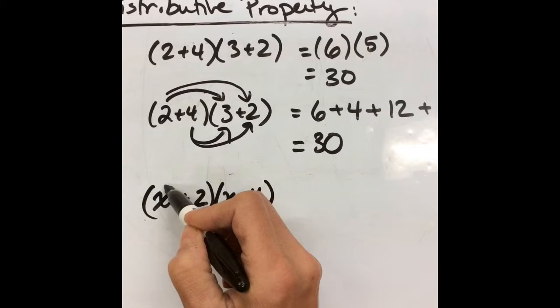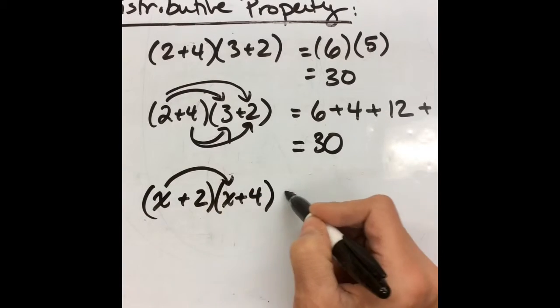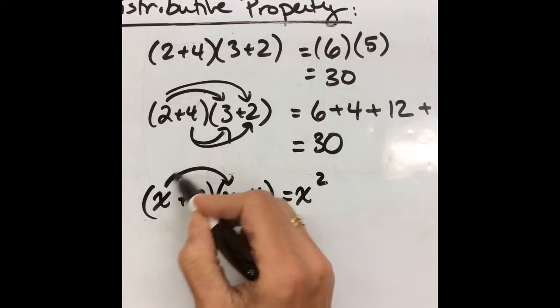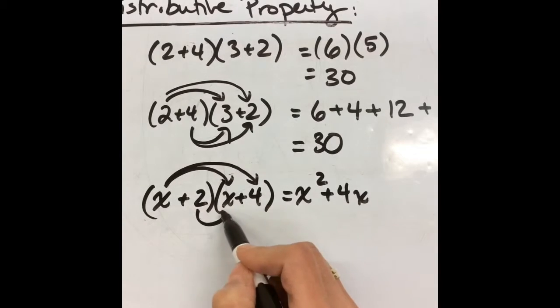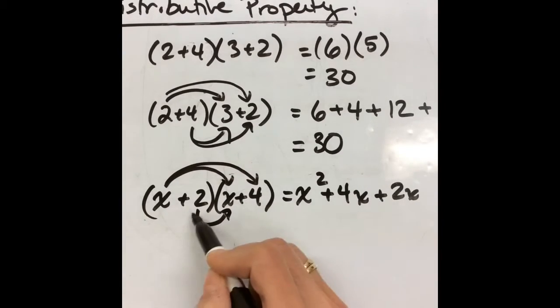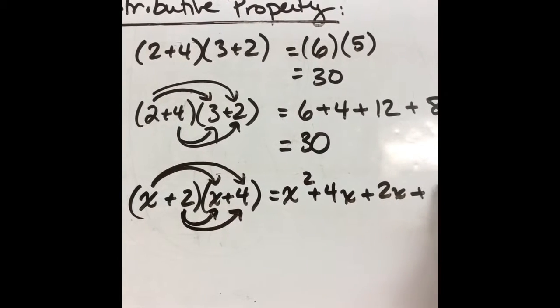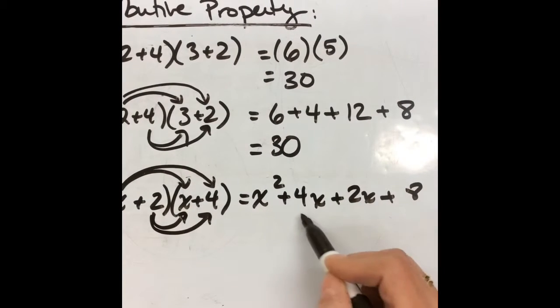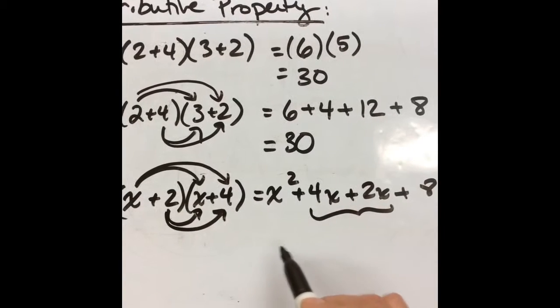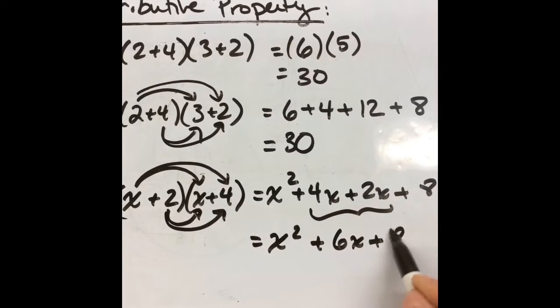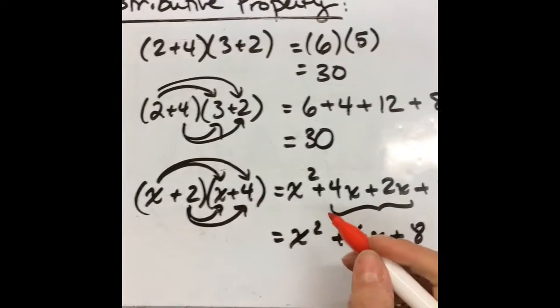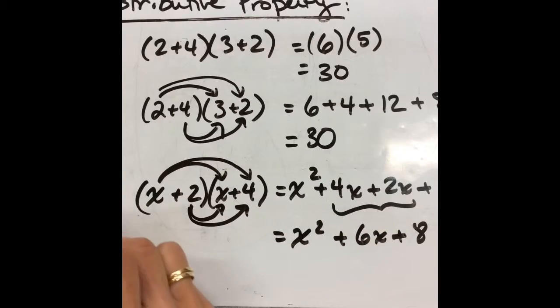And so what you would do is multiply these two together first, and that gives you x squared. x times 4 is plus 4x. 2 times x is plus 2x. And 2 times 4, that would be plus 8. And then what we would do is collect like terms. And so that would equal x squared plus 6x plus 8. This is called the FOIL method. And the reason why it's called the FOIL method is because of what FOIL stands for. I will write it down here.